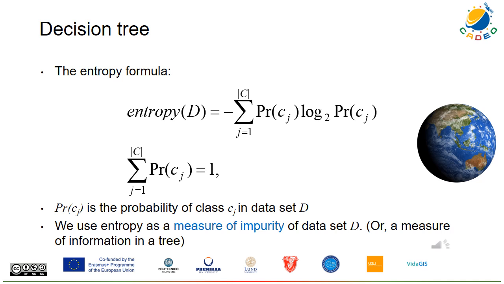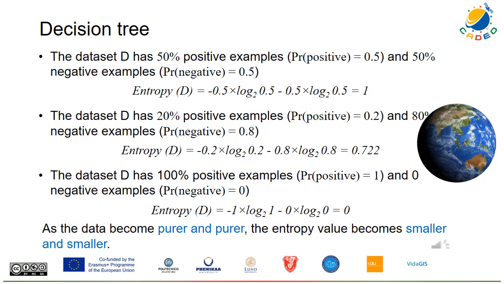Here we use entropy as a measure of impurity of dataset D, or a measure of information in a tree. So these two ways can be used interchangeably. Now let's look at an example of how we can calculate entropy given data examples.